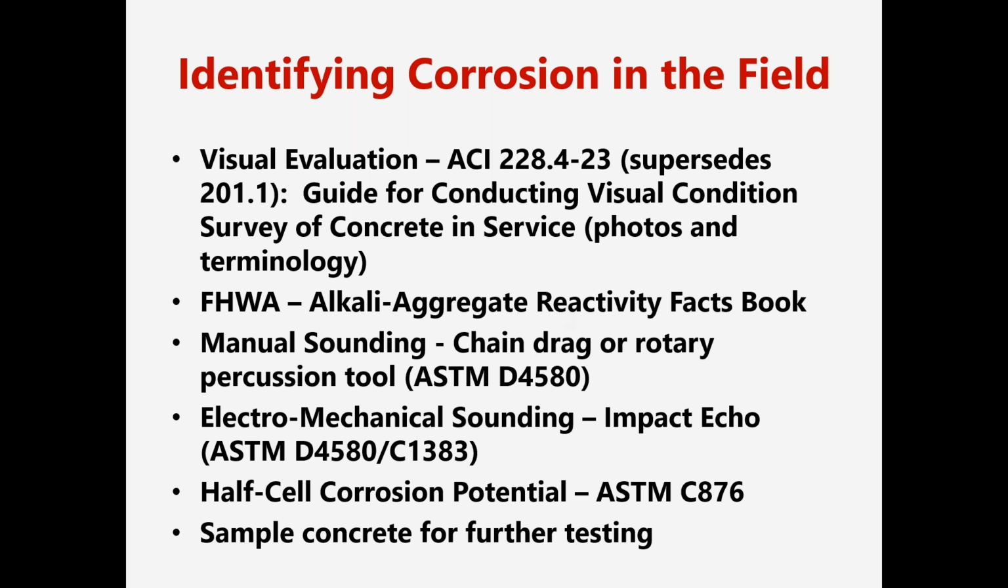I've got ACI 228.4 listed up here. That's a really good document. I like it. It supersedes 201.1 if anyone's familiar with that. It's a guide for conducting visual condition surveys in the field. It's got a lot of really nice photographs. It's got a lot of definitions, good terminology. I think as engineers, it's important for us to all speak the same language.